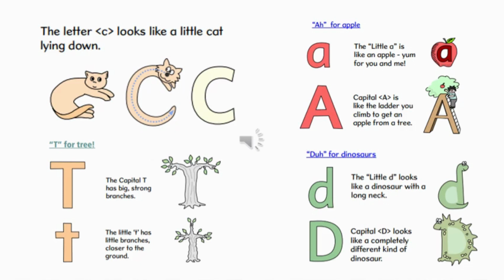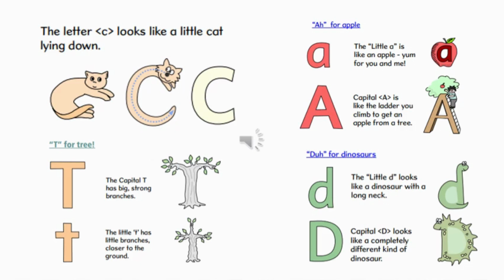Let's move to the letter T. What is the sound of T? T, T for tree. Can you hear the sound T in tree? Yes. So what is the shape of capital T? The capital T has big strong branches. The little t has little branches closer to the ground.